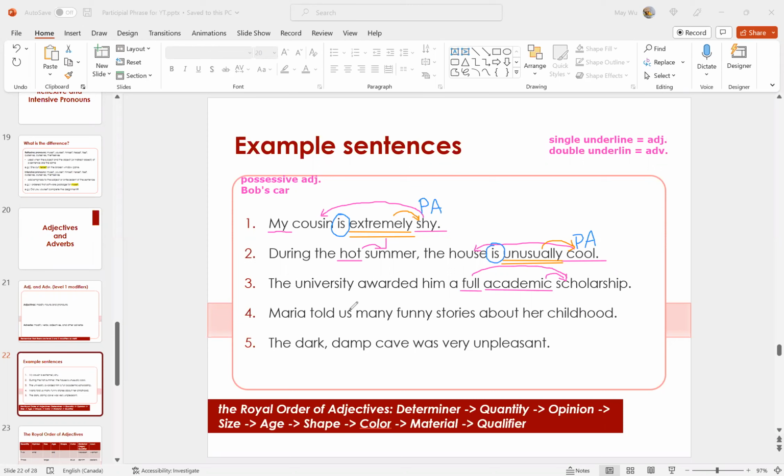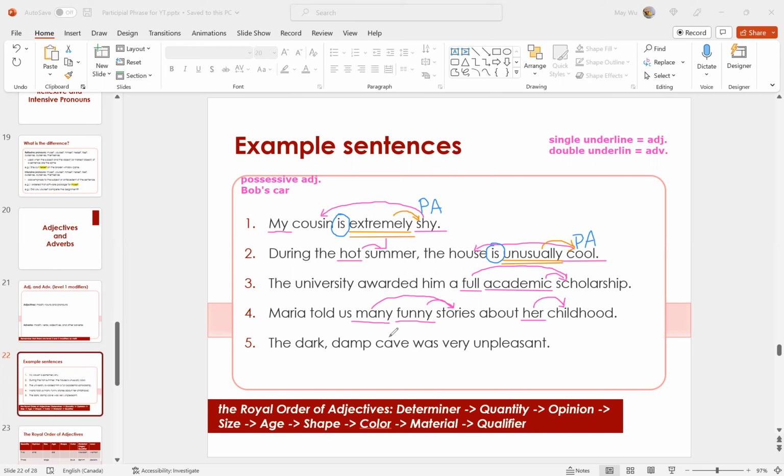So let's compare it with number 4 and number 5. Maria told us many funny stories about her childhood. So like number 1, we know that her is a possessive adjective, modifying childhood. And we know that funny is modifying stories. So what about many? Like sentence number 3, it is also modifying stories, not modifying funny. So that makes it an adjective as well.